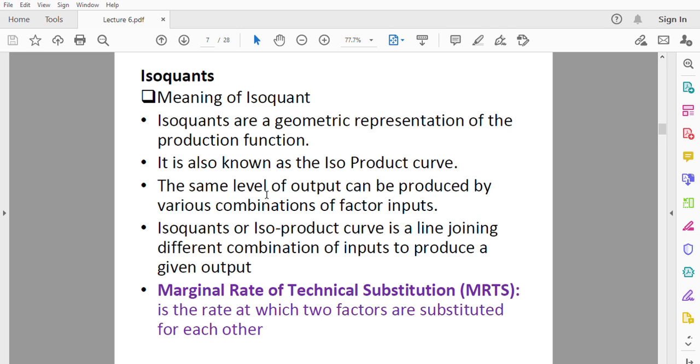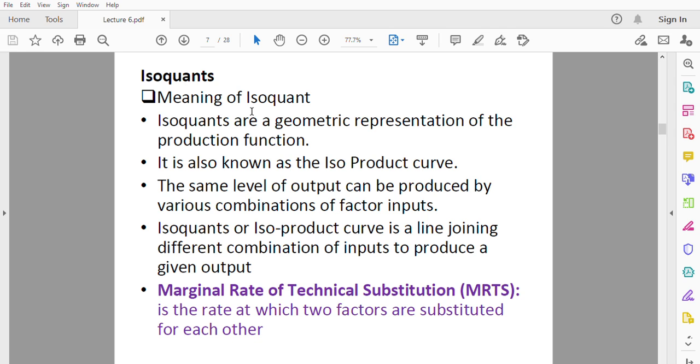The next thing we want to look at is isoquants. We'll look at the meaning of an isoquant. Isoquants are a geometric representation of the production function. It is also known as an iso product curve. So let's look at iso. Iso means the same and quant means quantity.